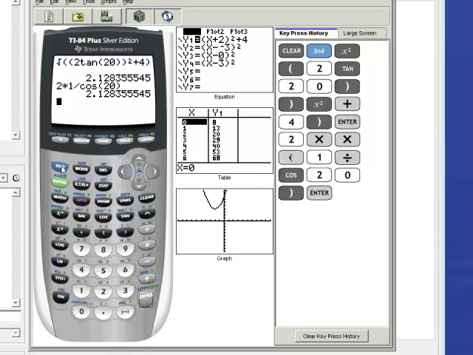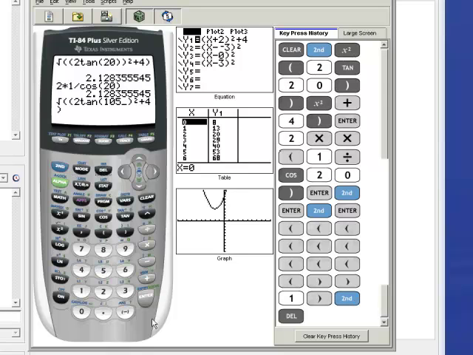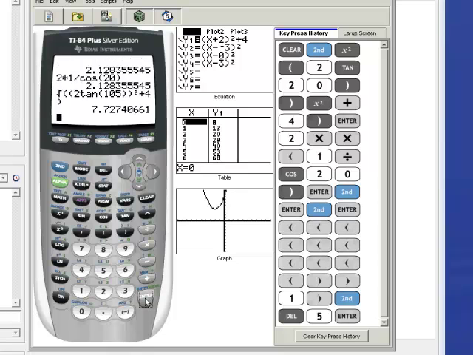Okay, notice there were absolute value bars on this one. Watch what happens if instead I choose, on the previous one, not 20 degrees, but some kind of obtuse angle in the second quadrant. So let's say 105 degrees. I come up with 7.72.